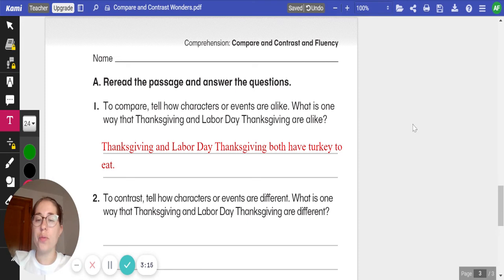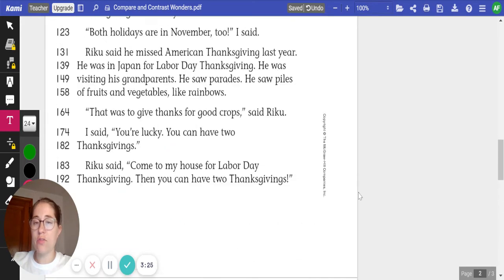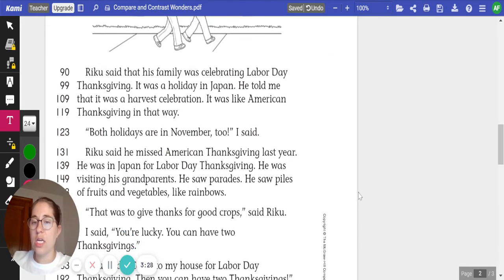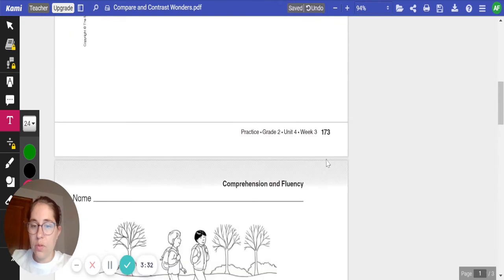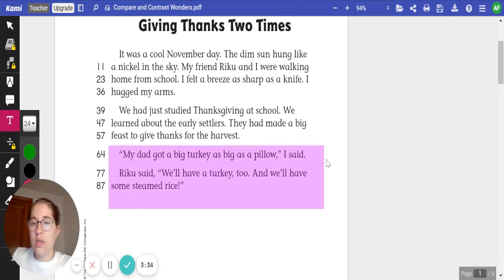Number 2, you're going to do on your own, telling how to contrast the 2. To contrast, tell how characters or events are different. What is one way that Labor Day Thanksgiving and Thanksgiving are different? Go ahead and reread this section. Once you find out how Labor Day Thanksgiving and American Thanksgiving are different or they contrast, write that down next to number 2. Click play when you're ready to review.